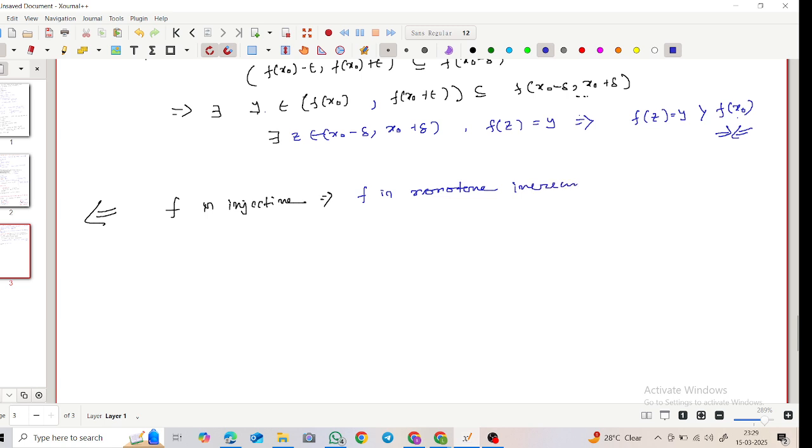increasing, or monotone decreasing, right? Why should it be open?